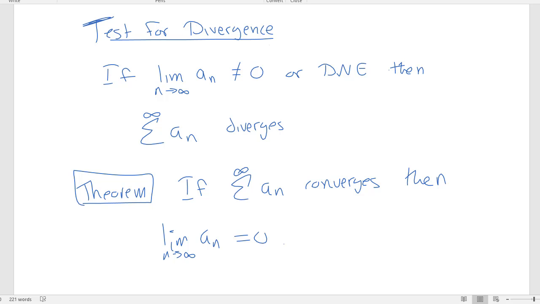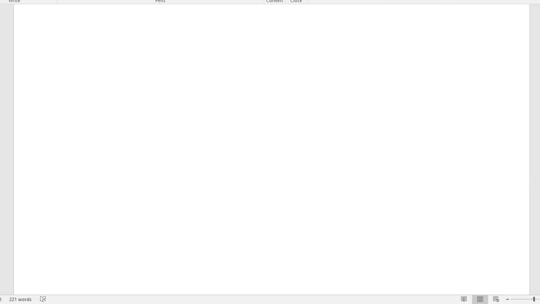Now typically the last thing we would see in a section like this is a conversation about the geometric series. So let's discuss that for a couple of minutes and take a look at some examples.